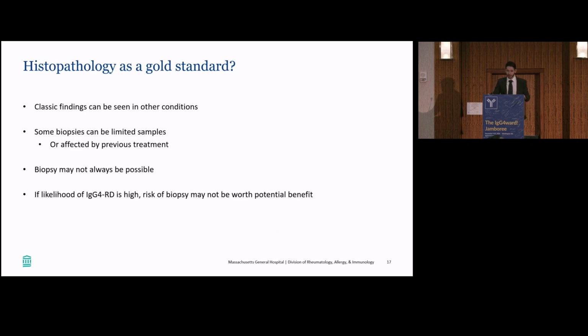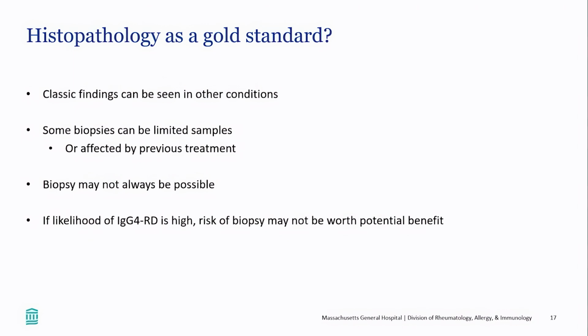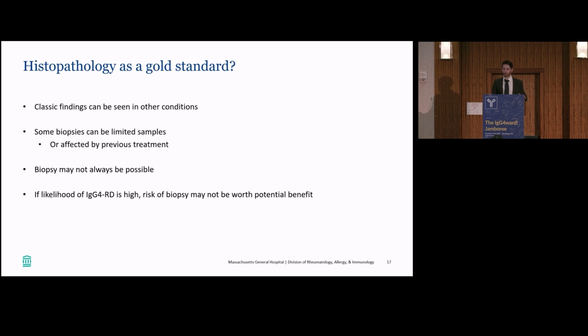So to expand on that a little bit more, if we think about histopathology as a gold standard, it really doesn't hold up as much as we'd like to think that it does. These classic findings of storiform fibrosis, obliterative phlebitis, dense IgG4 positive lymphoplasmacytic infiltrate can be seen in many, many other conditions, and there's a lot of literature on that. So we see it in IgG4-related disease, but it's not specific enough for the disease that we can definitively make the diagnosis based on that.